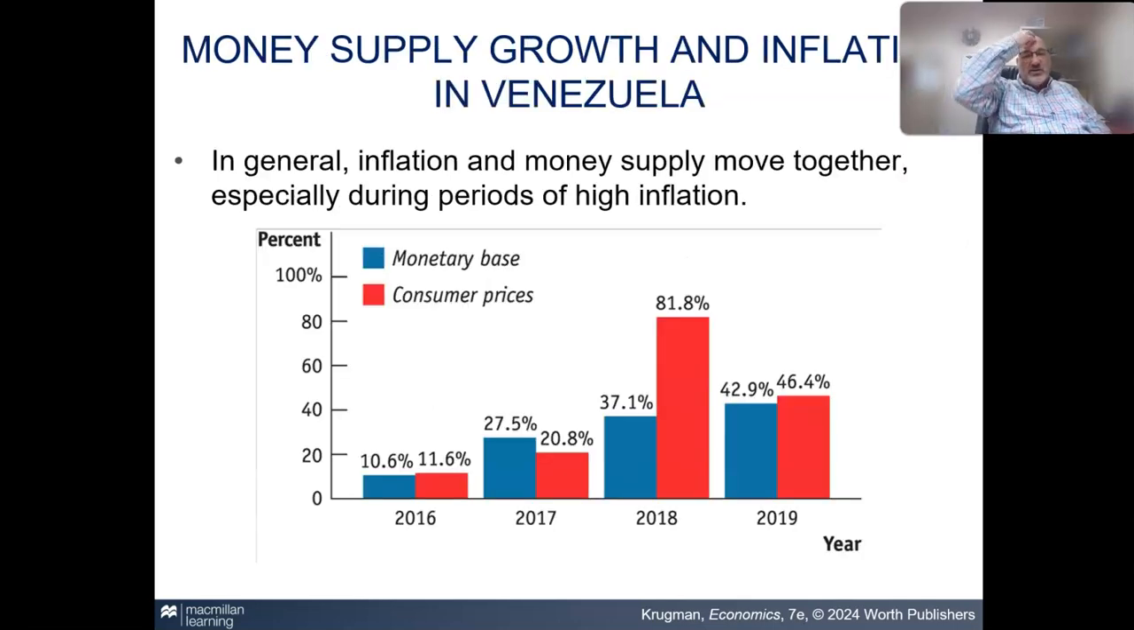So people get a little crazy with this. In general, inflation and money supply move together, especially during periods of high inflation. The blues are monetary base and the reds are consumer prices. This was money growth and inflation in Venezuela. So 2016, everything was good. 2017, 2018, things got a little nuts. 2019, it went back a little bit.